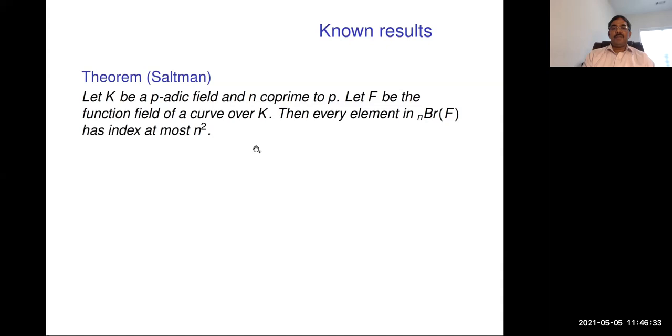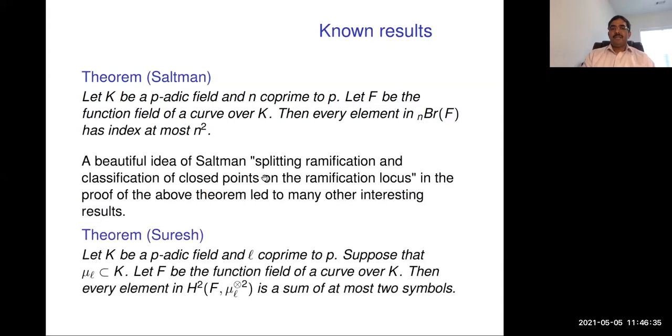But now let's see what happens. So the beautiful idea of Saltman, splitting ramification and classification of closed points on the ramification locus in the proof of the above theorem, led to many other interesting results. So one of them is the following. Let K be a periodic field and l is co-prime to p. Suppose that mu_l is contained in K. Let F be the function field of a curve over K.